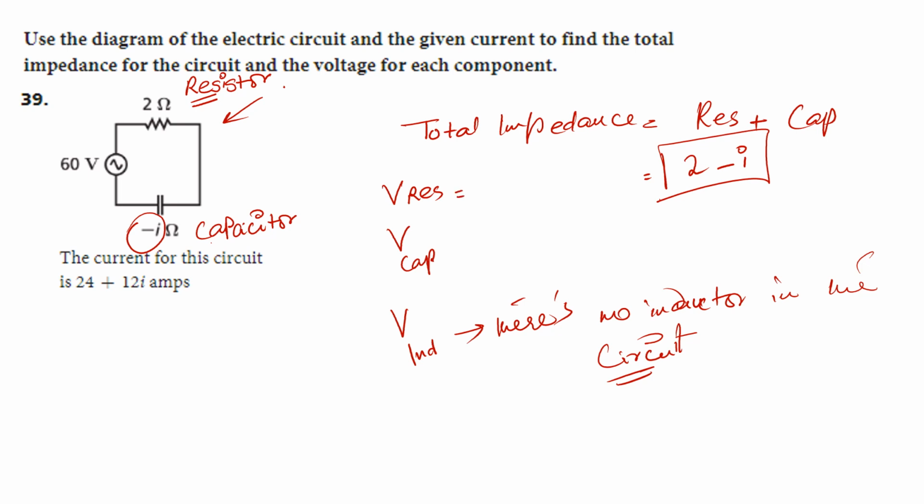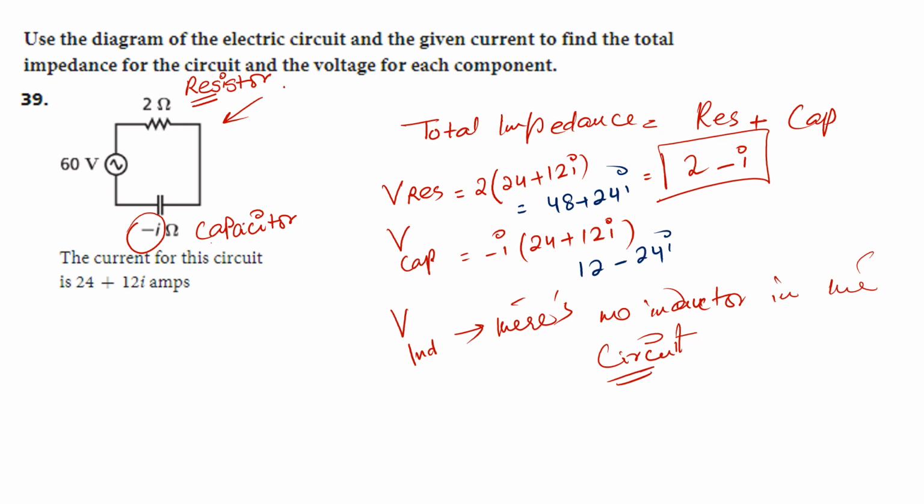Now the voltage of the resistor will be 2 times your current, that is 24 plus 12I. Similarly, the capacitor is negative I times 24 plus 12I. So just write it down and multiply it. I would suggest you use the calculator and write the I also by using the complex mode. Here you will get 48 plus 24I, and in the other one, when I multiply by negative I and the current, I get 12 minus 24I.